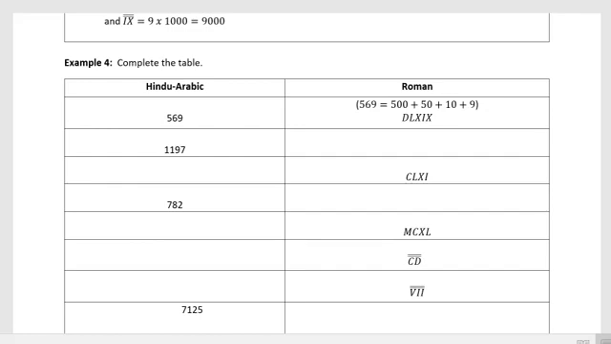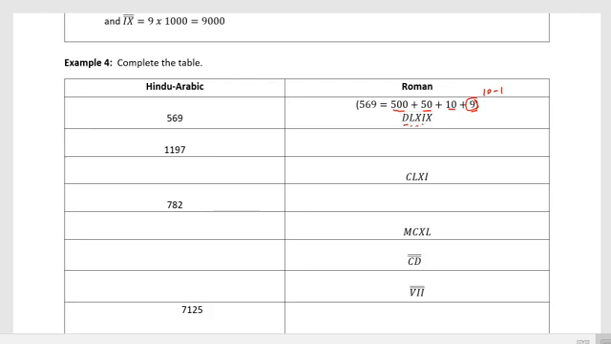Example 4, complete the table. So the number 569, we can break it down as 500 plus 50 plus 10 plus 9. And so the symbol for 500 is D. The symbol for 50 is L. The symbol for 10 is X. And then for 9, we can write it as 10 minus 1.